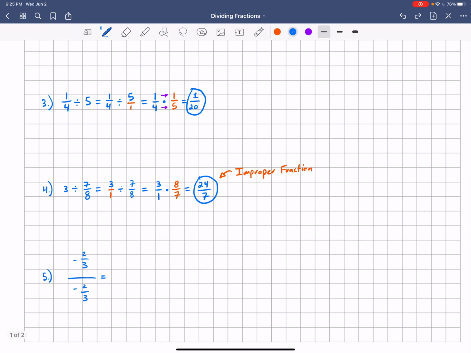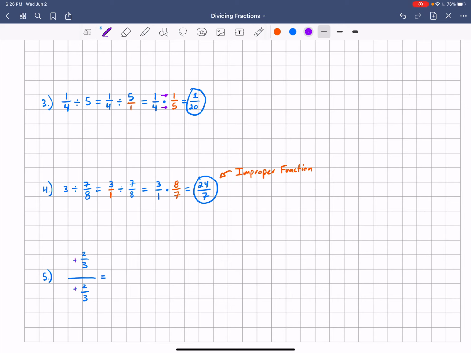Now, number 5 here, we have negative 2/3 divided by negative 2/3. So this thing sort of looks like a monster because it's a negative number on top, it's a fraction, then there's a negative number on bottom and another fraction. But there are a few things to notice. First things first, we're dividing a negative number by a negative number. And negative divided by negative is always positive. So if we wanted to simplify this a little bit right away, we can actually turn both these negatives into positives. Now we just have 2/3 divided by 2/3.